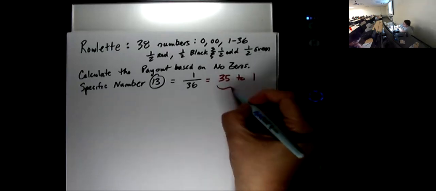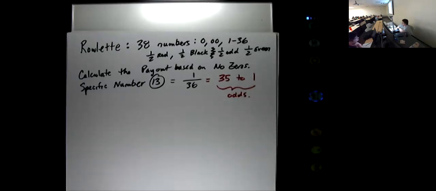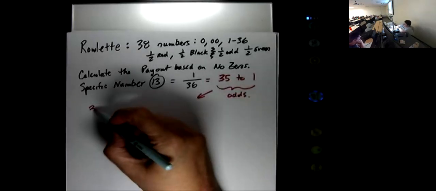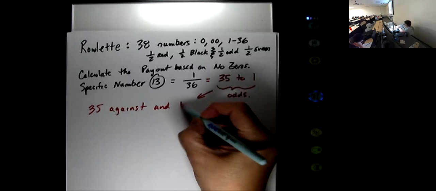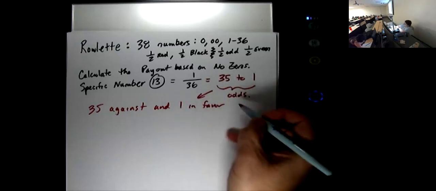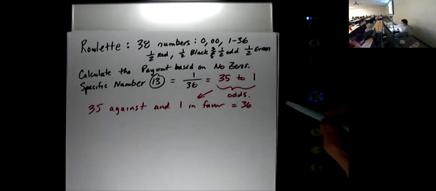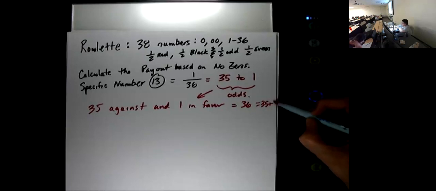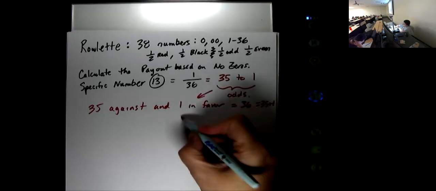These are called the odds. And so how the odds convert to probability. This means 35 against and 1 in favor, which means a total of 36 outcomes, 35 plus 1. So that's where the 1 in 36 comes from: 1 favorable over 36.